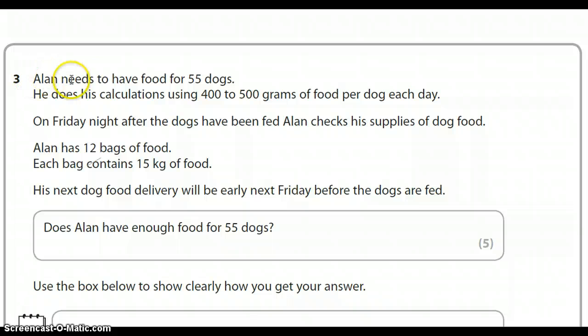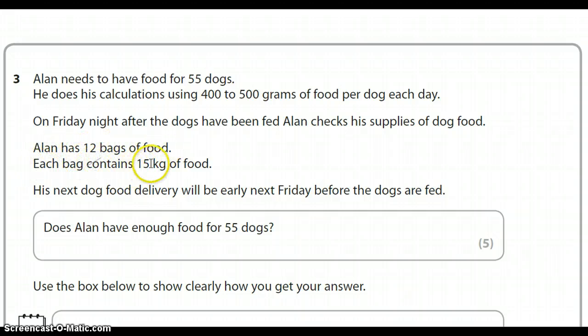Number 3. Alan needs to have food for that many dogs. He does his calculations using that many to that many grams of food per dog each day. On Friday night, after the dogs have been fed, Alan checks his supplies of dog food. Alan has that many bags of food.